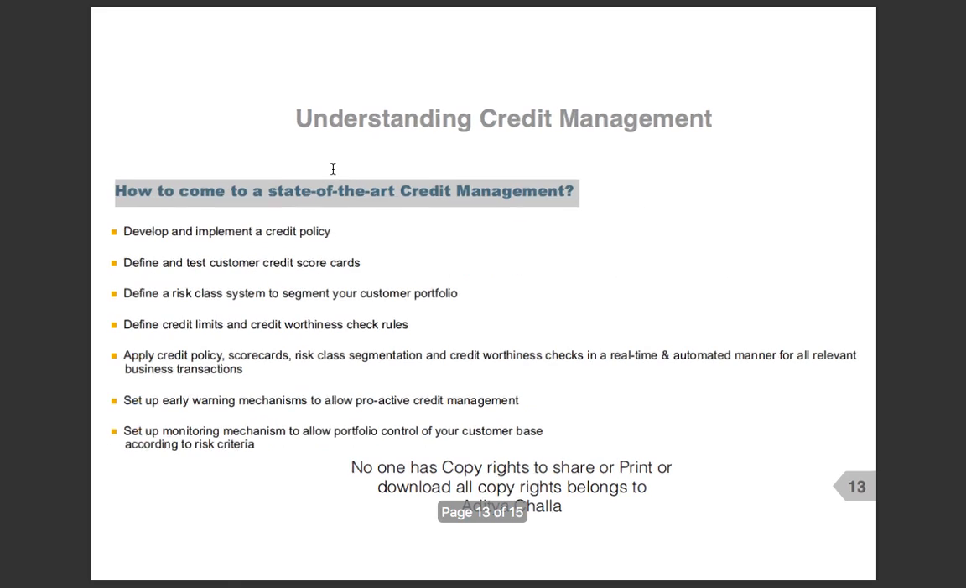Now if you come to credit management in FSCM, you develop and implement a credit policy, define the customer's credit score, define the risk class system to segment your customer portfolio, define credit limit and credit worthiness, and you can check the rules. Apply credit policy, scorecards, risk class segmentation, credit worthiness, and a real time and automated process will be updated to business partners. Set up an early warning mechanism for proactive credit management, and also set up the monitoring mechanism to allow portfolio control of your customer base. So these are the advantages.